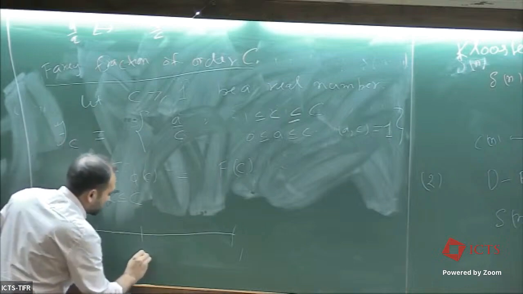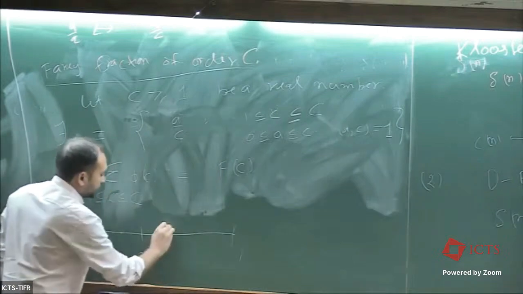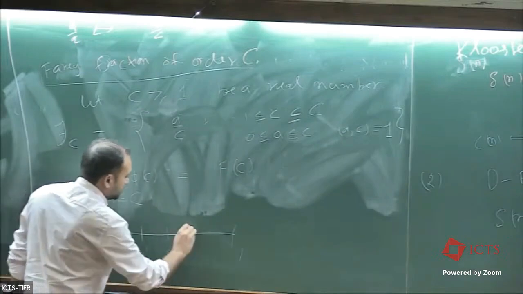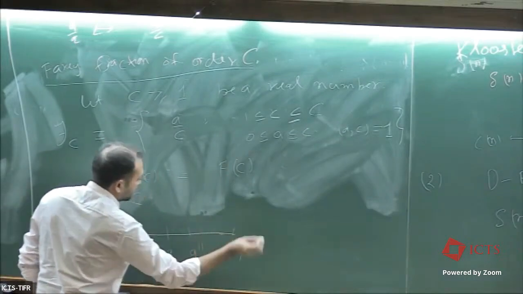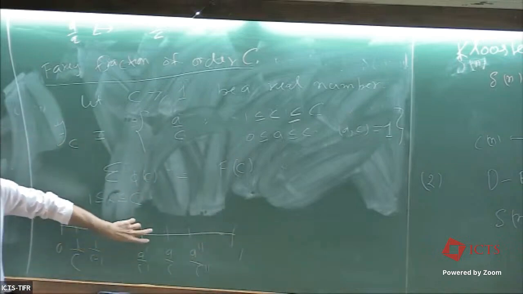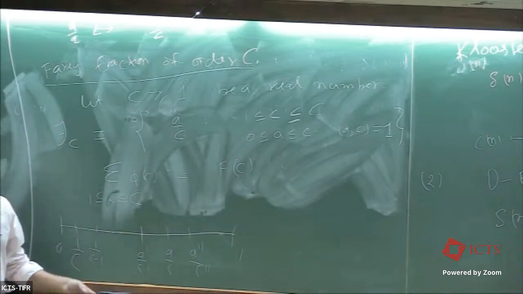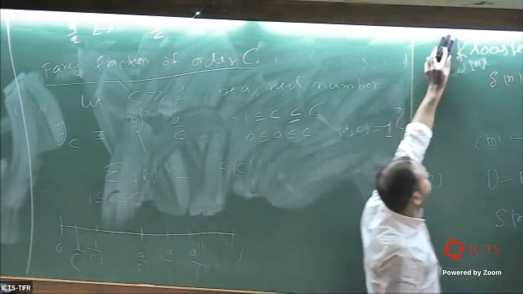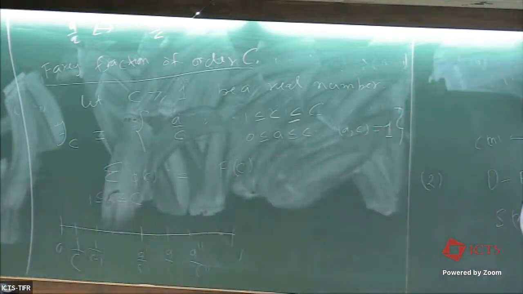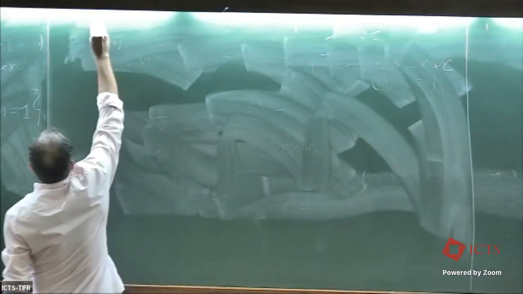Suppose you have two fractions, a prime by c prime, here is a by c, a double prime by c double prime, and so on. Suppose we have two consecutive fractions; they have some particular type of properties. I will just list them; we cannot prove them, and we don't need the proof. Suppose you have two consecutive fractions.